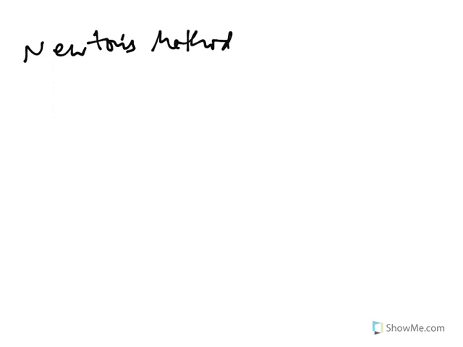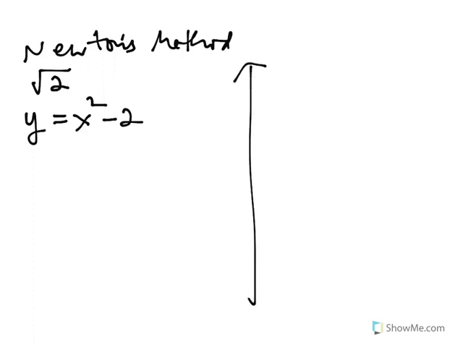There is a process for approximating square roots that's called Newton's method. And I'm going to show you how this works by using it to calculate an approximation for the square root of 2. You start by graphing the equation x squared minus whatever it is you're trying to take the square root of, which in this case is x squared minus 2.